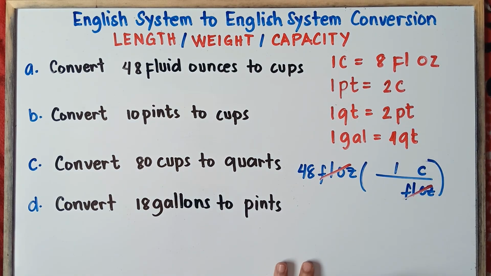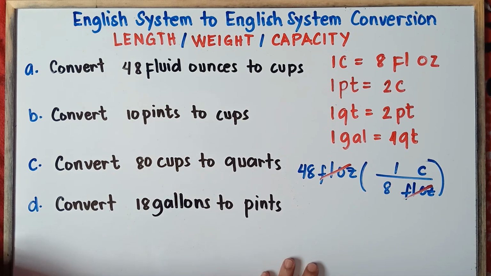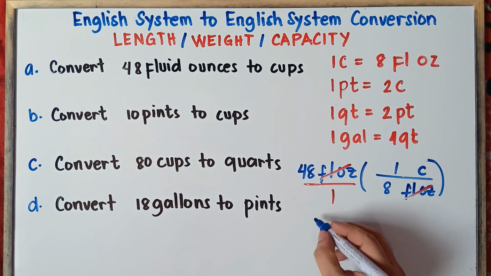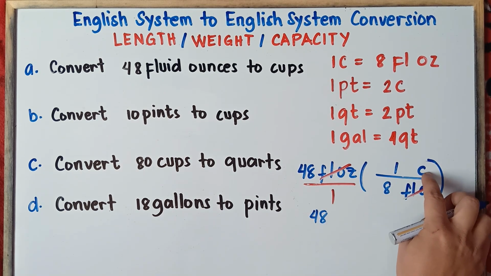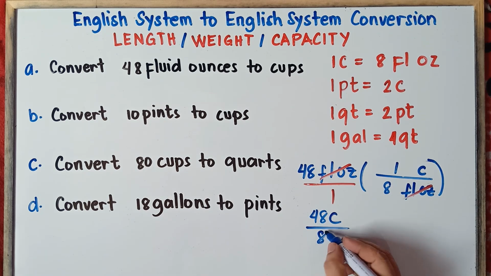So 1 cup is equivalent to 8 fluid ounces. And then we can put over 1 from our given. So simply multiply the numerators, 48 times 1. That would be 48. And then copy the units, cups. Over 1 times 8, that is 8.